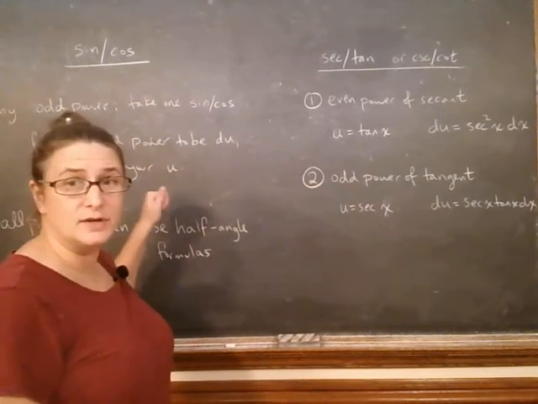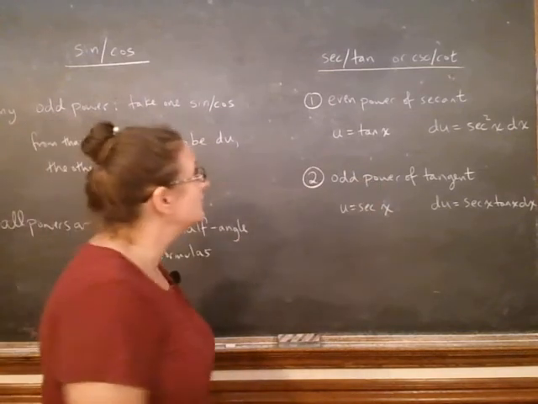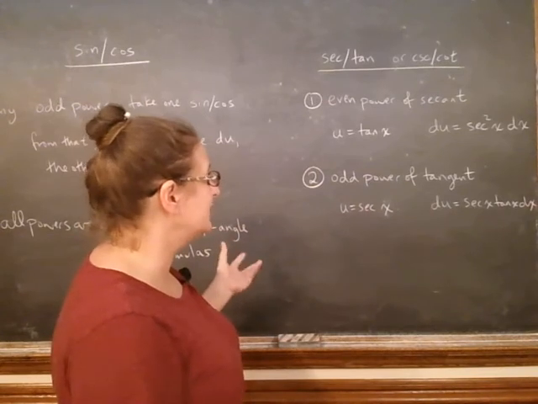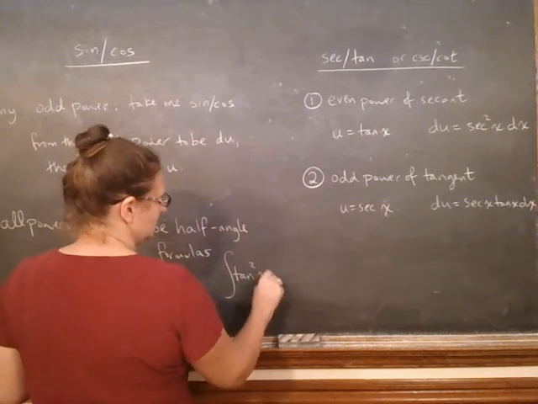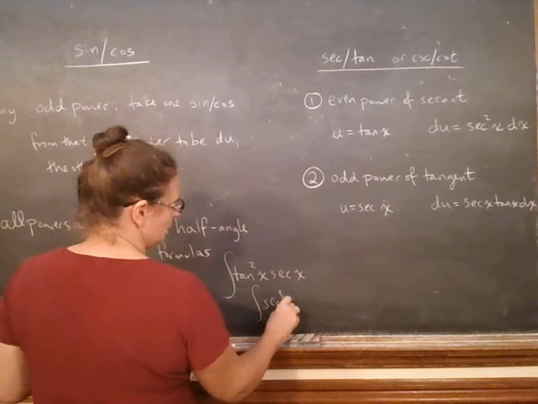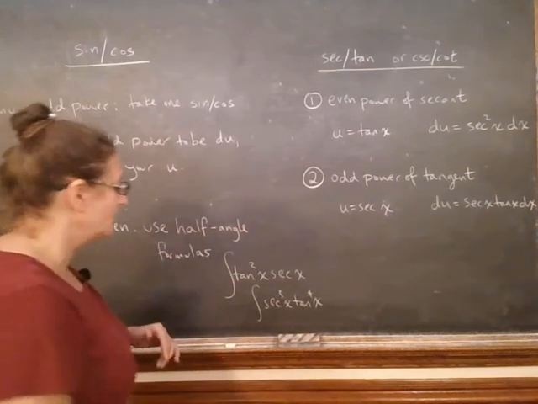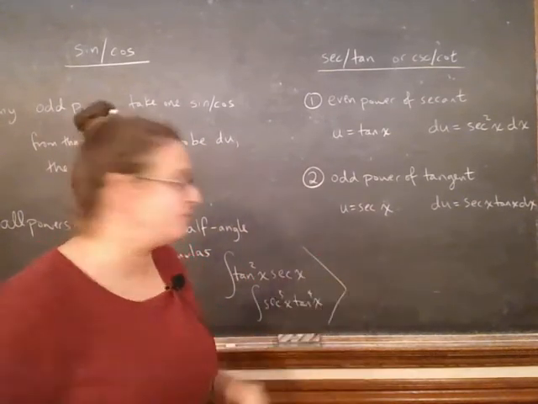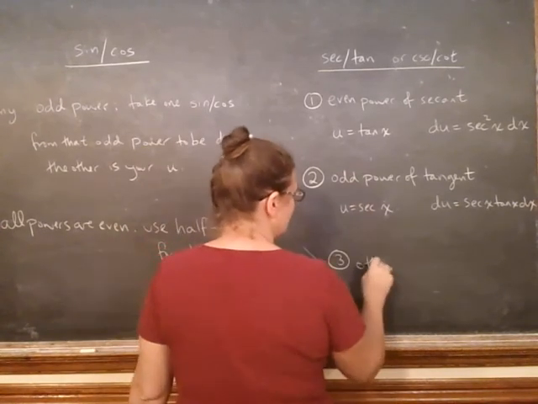Unlike the situation over here, though, we haven't figured out every possibility, because you can imagine you have an integral with an odd power of secant and an even power of tangent, something like tangent squared x secant x, something like secant cubed x tangent to the 4th x. Okay. If this happens, all bets are off. 3. Other possibilities.